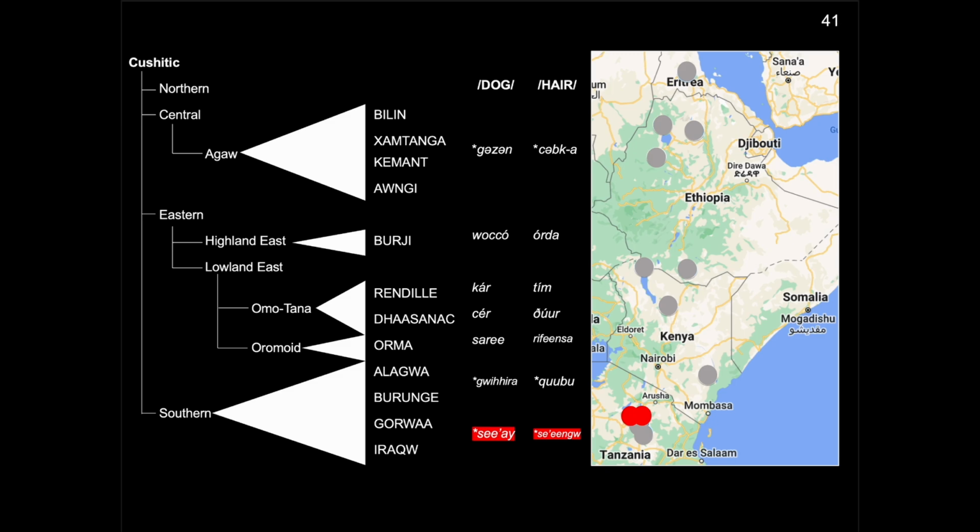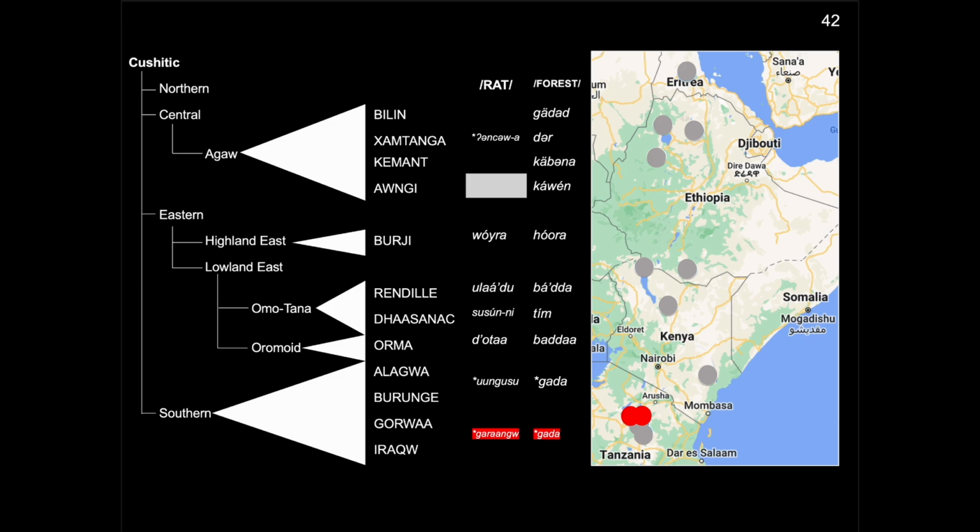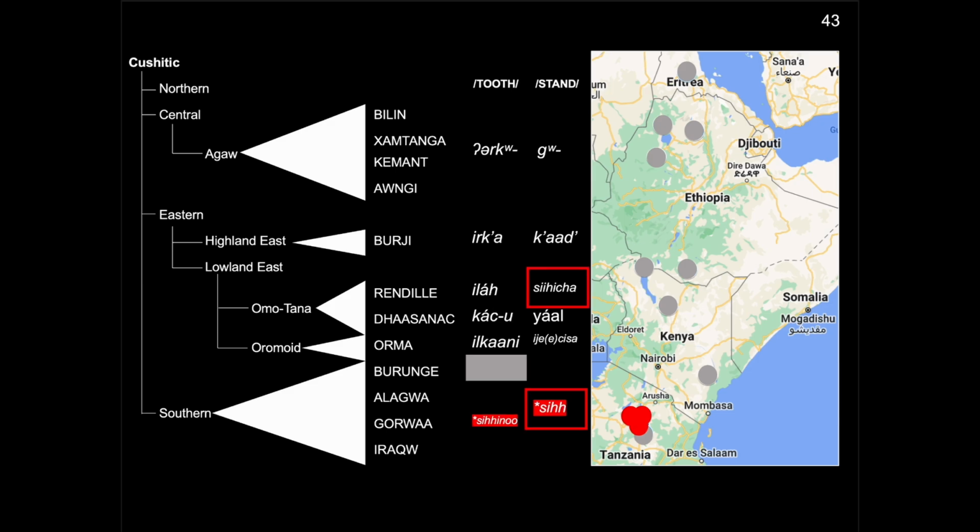In fact, and because of this relation to hare, I would posit that se-ai should be the reconstructed form here, and the contemporarily more popular form so-ai should be seen as a more recent pronunciation. Finally, the root is shared for both the word rat and the word for forest in both Iraqw and Gorwa, but not in wider Cushitic.